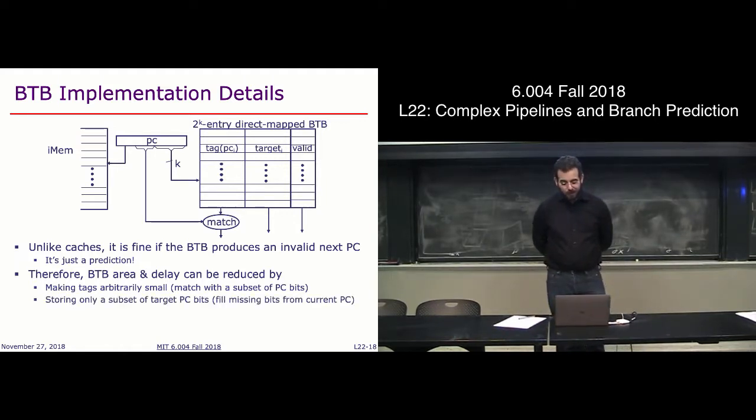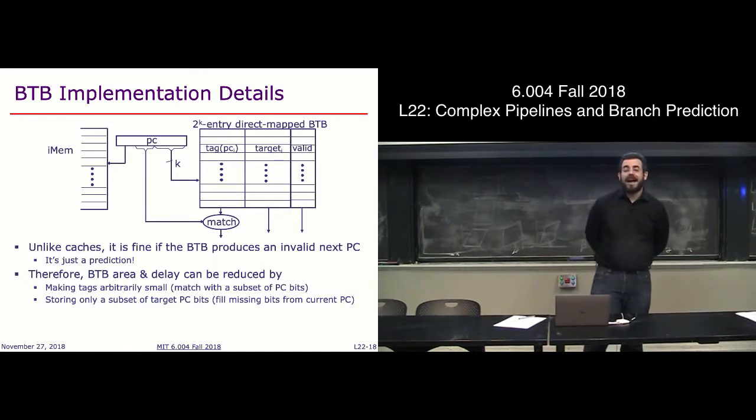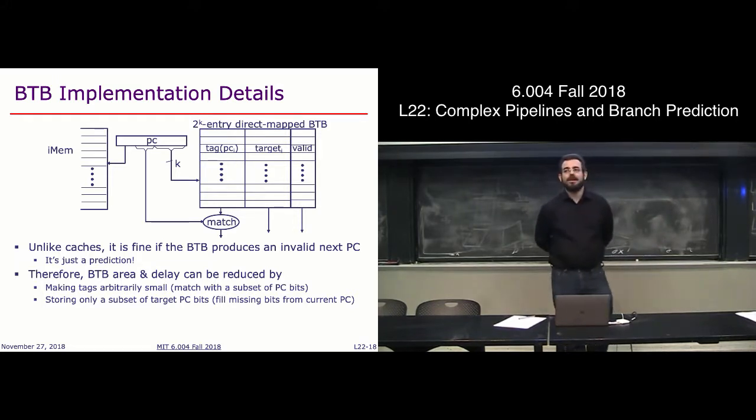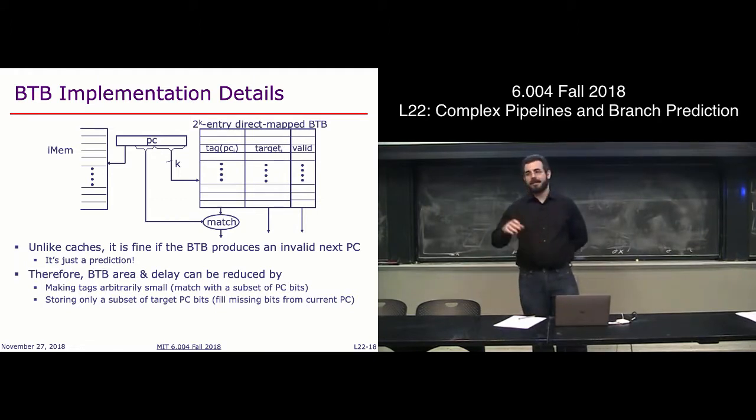You don't even need to store all the bits of the target PC, right? Instead of 32 bits, you can store 12 bits of the target PC and then fill in the rest of the bits with the current PC. And again, you'll have some incorrect mispredictions if you're jumping far away, but most jumps and branches are fairly close by, right? So same deal. You'll get less prediction accuracy, but much less overhead.